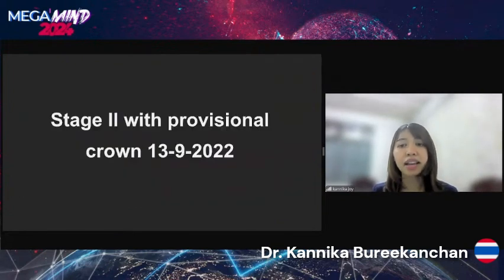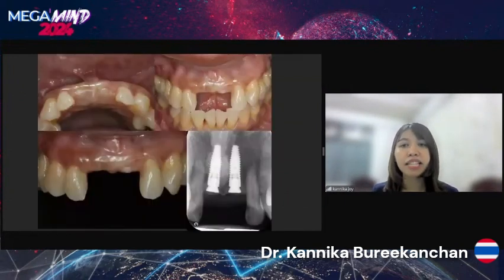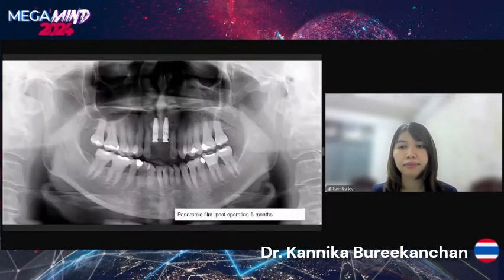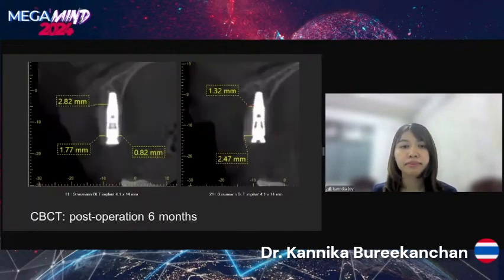I started the second stage of surgery to get a provisional crown, 6 months after implant placement. This picture shows clinical and radiographic post-operative findings at 6 months. Panoramic film post-operative at 6 months. And CBCT post-operative at 6 months.